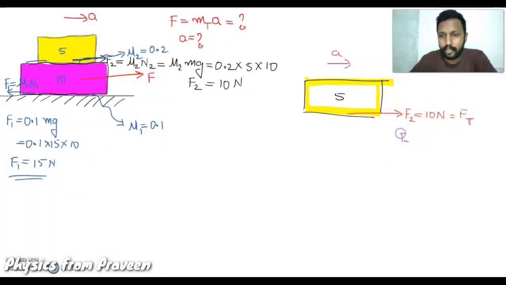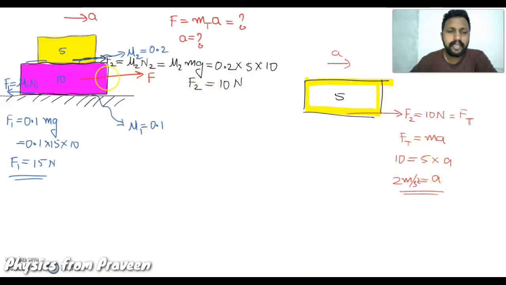Therefore, this F2 can be considered as the total force acting over this 5 kilogram block. We could write total force is equal to mass into acceleration. Therefore, 10 Newton is equal to 5 into A. So A is 10 by 5, that is 2 meter per second square. In this case also, the acceleration is 2 meter per second square. Therefore, this acceleration can be taken as the common acceleration.